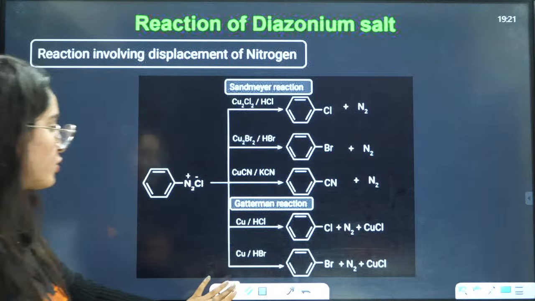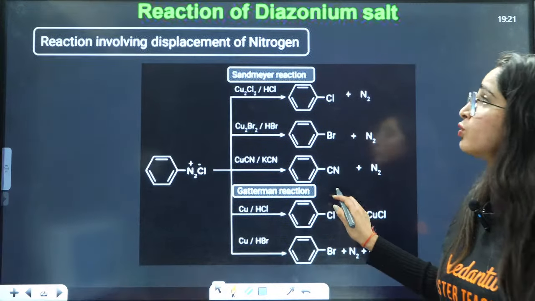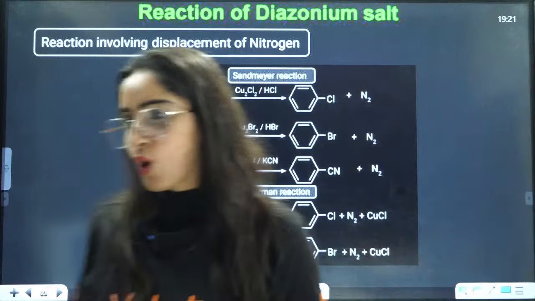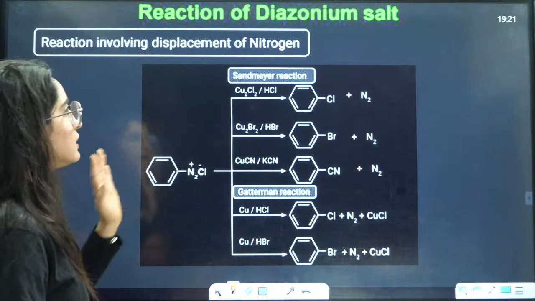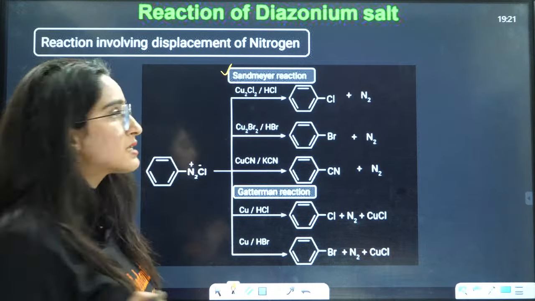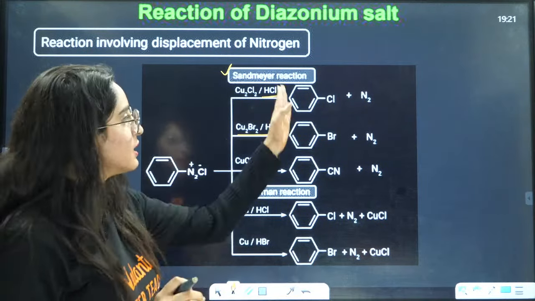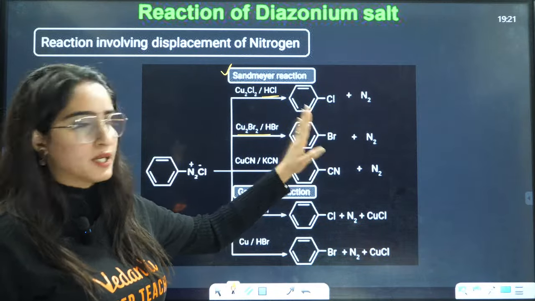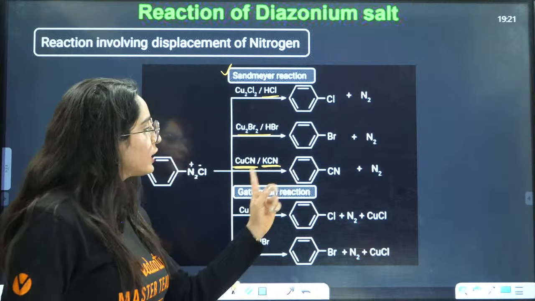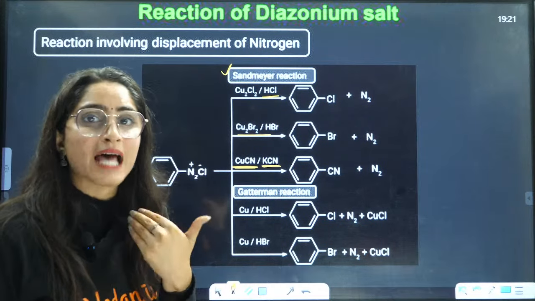Yes, HNO2 is prepared in situ with NaNO2 and HCl. So these are the very, very important reactions of diazonium salt. Very, very important, as you can see here. First is Sandmeyer's reaction, where you add a salt of copper with HCl to convert it into chlorobenzene or bromobenzene. This we have done in haloalkanes as well. Then if you add CuCN in presence of KCN, you can replace this N2Cl with CN. You will have the formation of cyanide here.